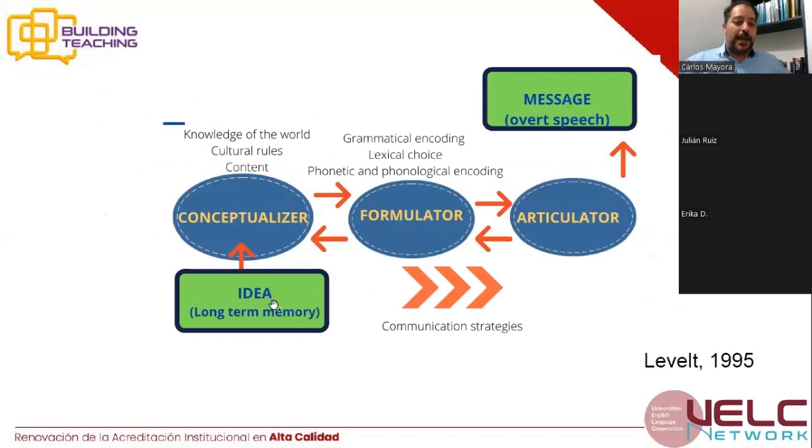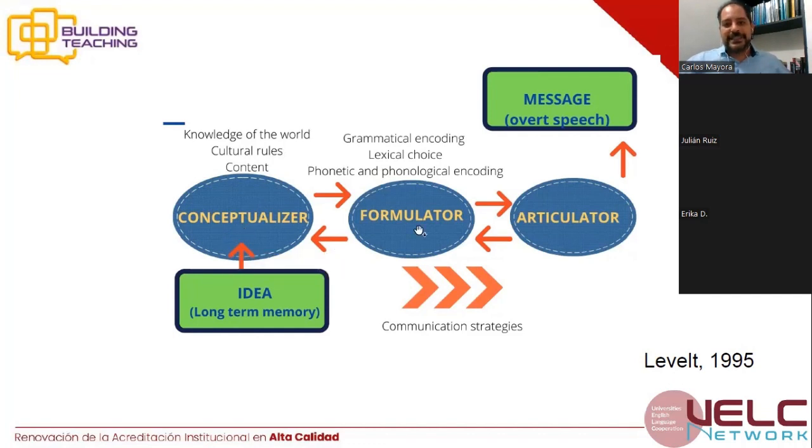So speaking, it's something like this. First, we have an idea, something that we want to say, something that we want to express, a feeling, an emotion, some important information, a warning. Okay, this idea is in some part of our brain that some authors call the conceptualizer. Here you have knowledge of the world, knowledge of the topic, or the content of what you're going to say, and the cultural rules of communication.